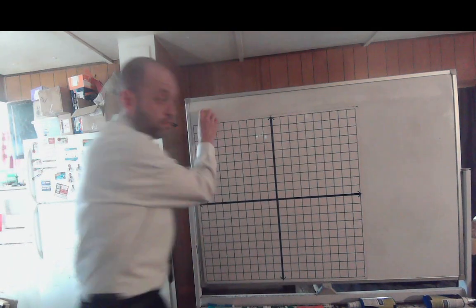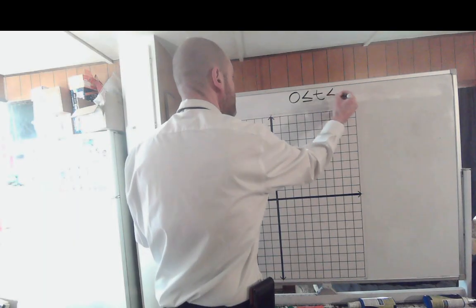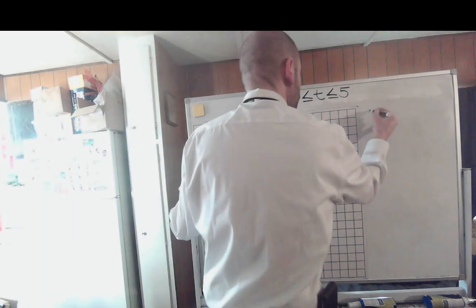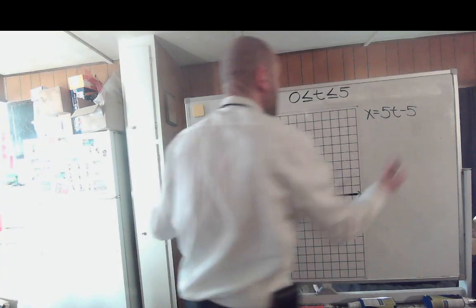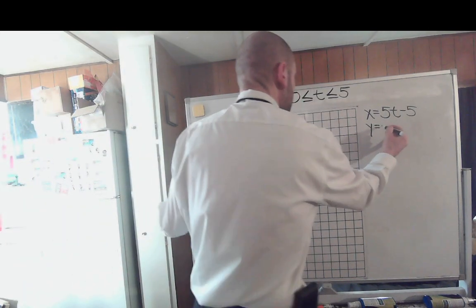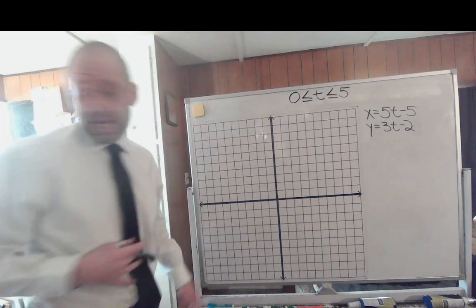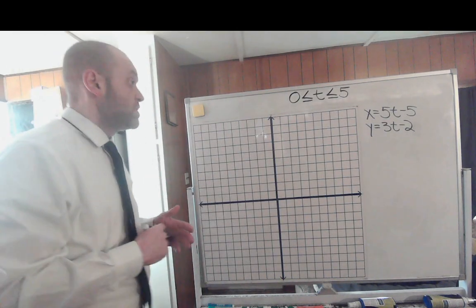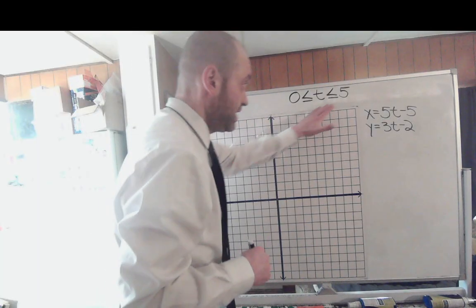Okay, let's see. This time, again, we'll do 0 is less than or equal to t, which is less than or equal to 5. So for x, you would have that equal to 5t minus 5. Y would be equal to 3t minus 2. Okay, so we're going to graph this again, and the parameter t has a domain from 0 to 5.